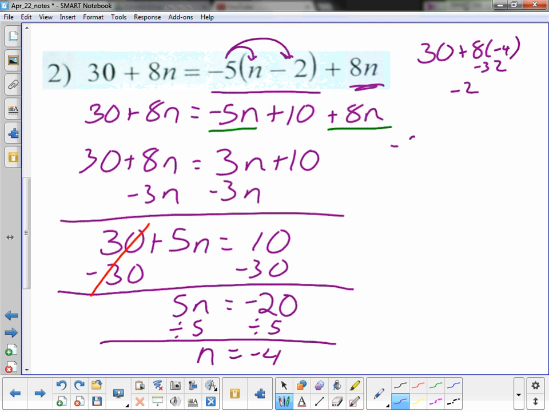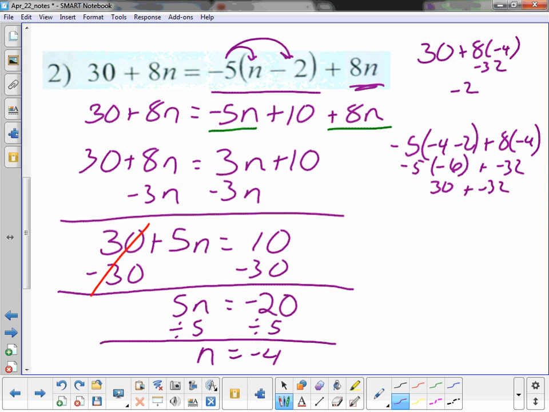On the right, I have -5 times (-4 minus 2) plus 8 times -4. Okay, so -4 minus 2 is a -6 because they're both the same sign. When I add the numbers, I keep the sign. -5 times -6 is a positive 30. 8 times -4 is a -32. 30 plus -32 is a -2. So those are both equal. So n equals -4. So we can always check our answers and know if we got the right answer.